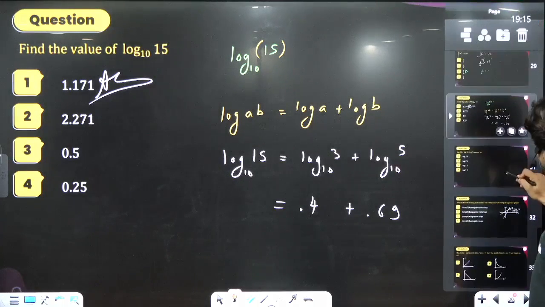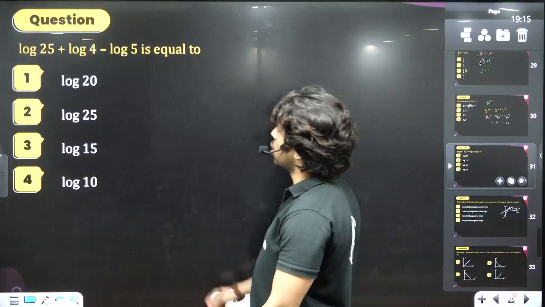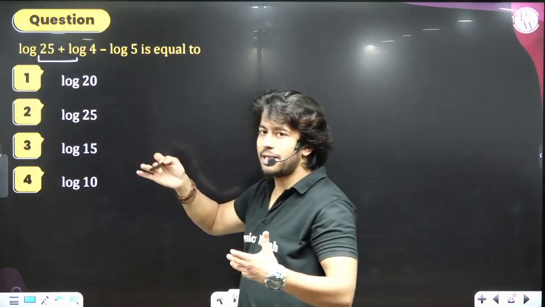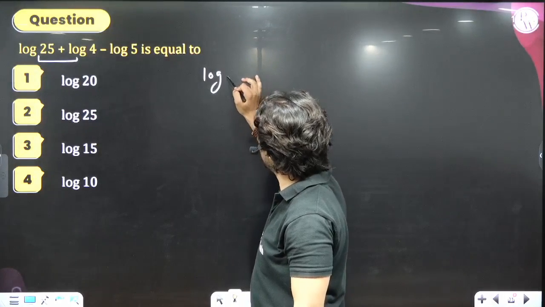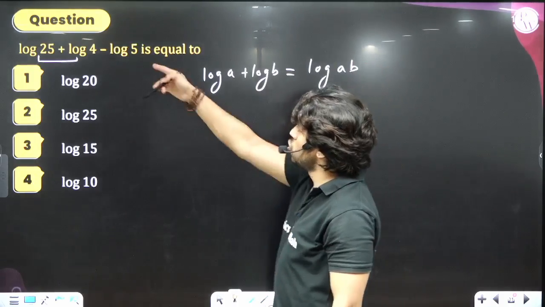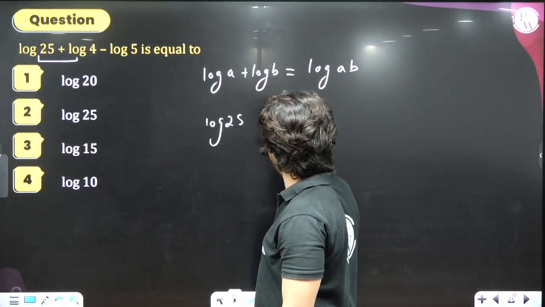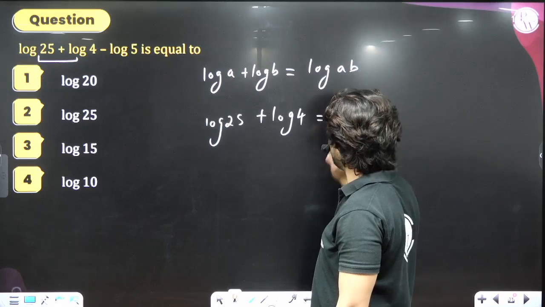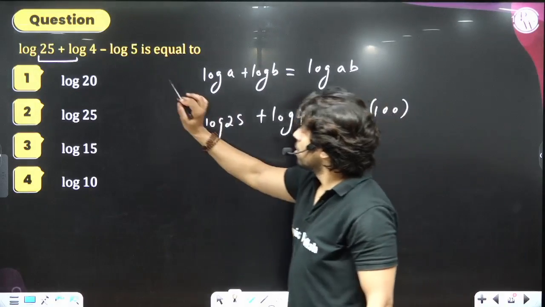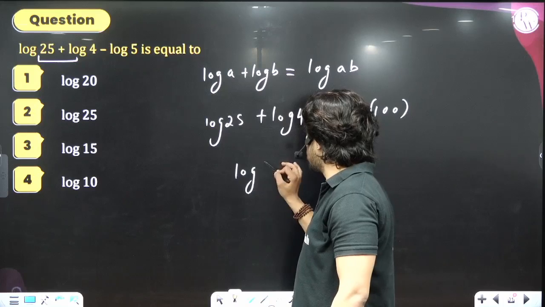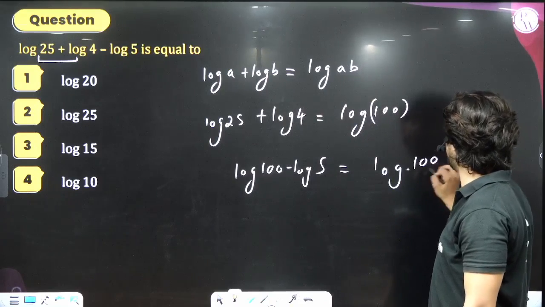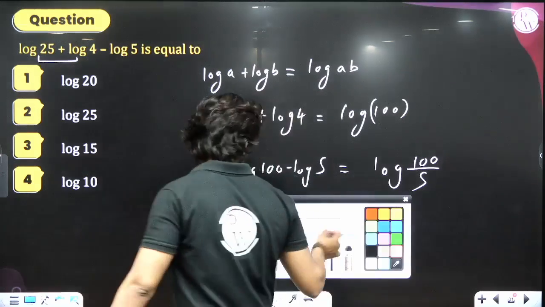The next question in front of you. Again from log 25 plus log 4 minus log 5. You have to apply the identity log a plus b and after that log a minus b. So we know that log a plus log b equals log ab. So you are going to write log 25 plus log 4 equals log 100. That means 25 into 4. Now minus log 5. So log 100 minus log 5 is going to be log of 100 divided by 5. That's going to be log of 20.